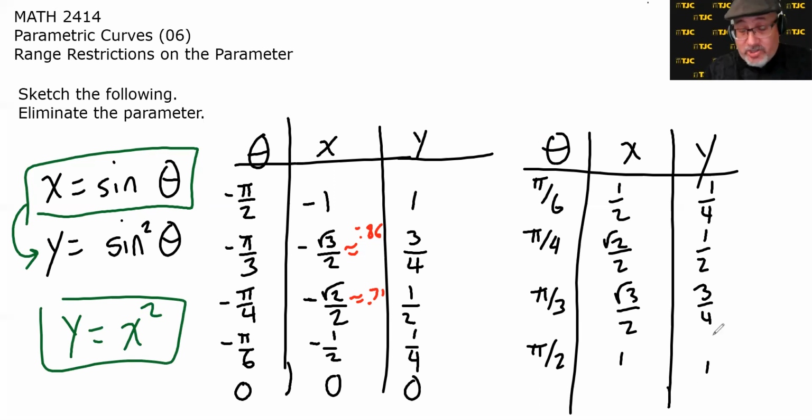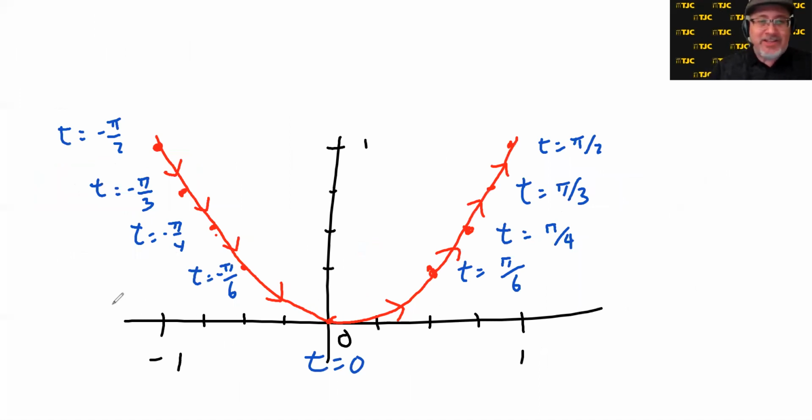But it's not all of it in this case because the range restrictions on the parameter force this parabola to stay between -1 and 1 on the x-axis, which also forces it to stay between 0 and 1 on the y-axis.